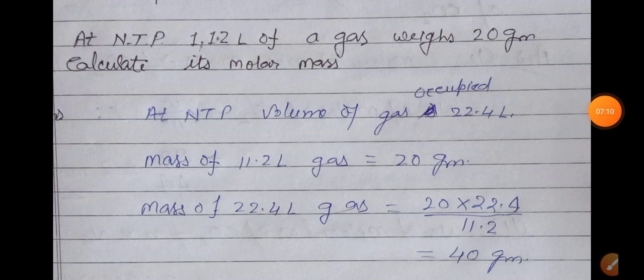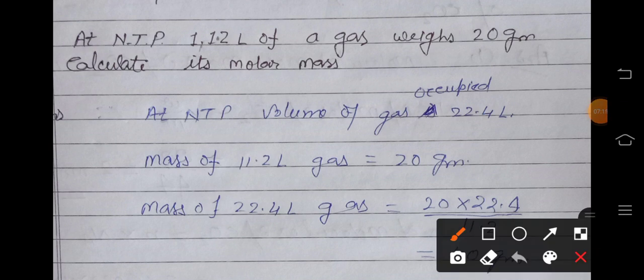Now the next question is: at NTP, 11.2 liter of a gas weighs 20 gram, calculate its molar mass. At NTP, the weight of 11.2 liter of gas equals 20 gram. Then what is the molar mass of the gas? That is the molecular mass, the molecular weight of the gas.